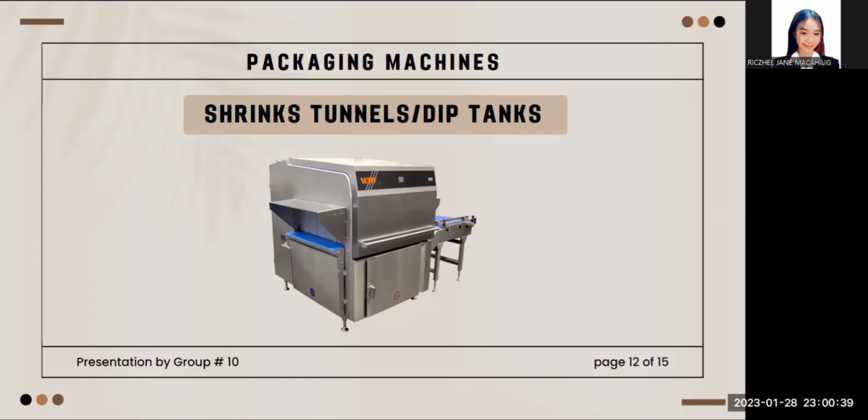So next is shrink tunnels or deep tanks. Shrink tunnels are temperature-controlled environments used to tighten shrink film that has been applied by a shrink wrapper around products. So, a deep tank naman is a container holding a liquid other than plain water that is used for dipping or coating. So, next slide po.